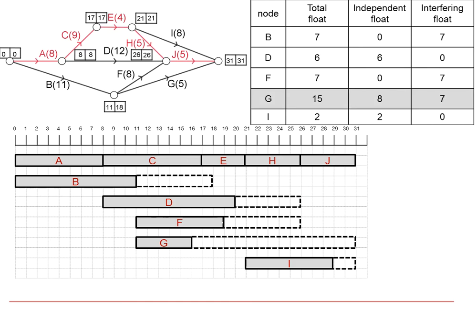There is a lot of flexibility as to where G can start and finish, as evidenced by the total float of 15. The only other activity that impacts on it is where B finishes. So you can see that even if B was to use all of its float and G was to start here, G still has quite a lot of independent float, 8 units to be precise, with that 7 of interfering shared with B out of its total of 15.